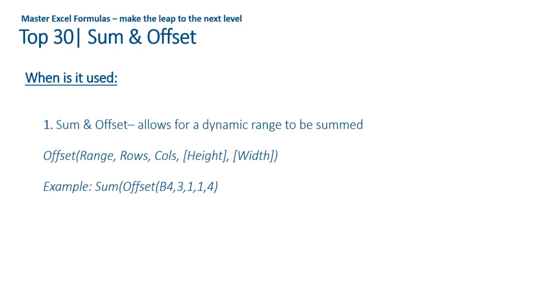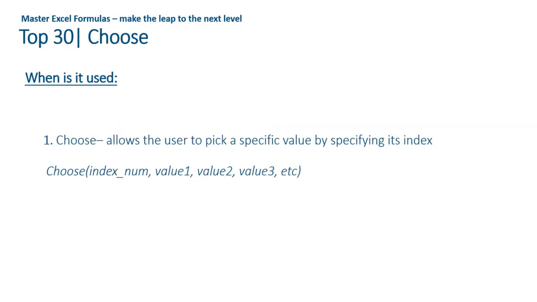Now let me go back to the presentation. The next formula is choose. It's a very frequently used formula again. So what does it do? It allows you to pick a specific value by specifying its index. The structure of the formula is as follows. You have the index number that you need to specify, and then you need to have a specific number of values within the formula as well.